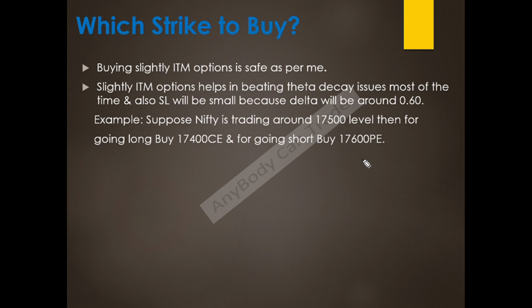Suppose the market is around 17,500 again, and you are going to take a short trade, then whatever is above, like 17,600, 17,700, 17,550, these will be your slightly ITM options. So this is how I prefer trading in options, by choosing slightly ITM options.